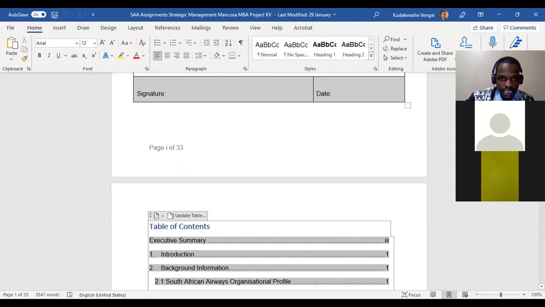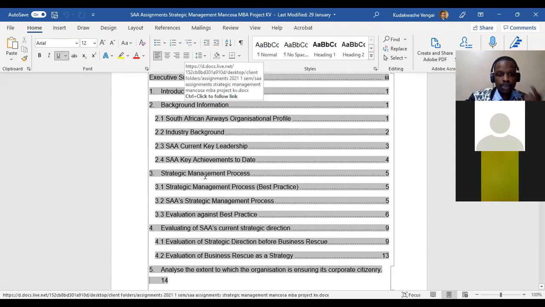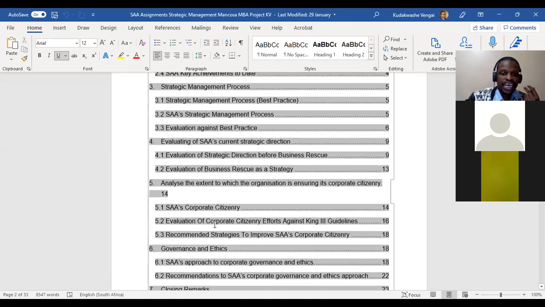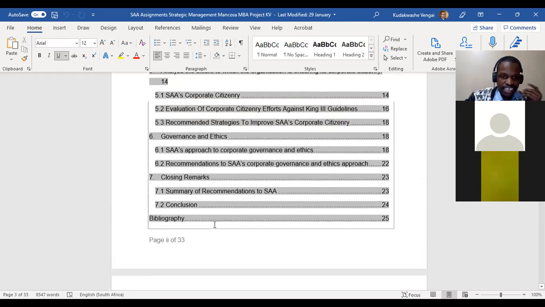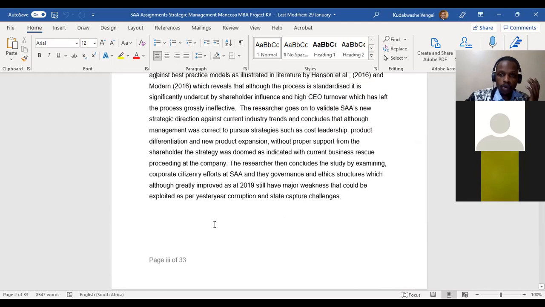Okay, so you can see it's almost similar, but there are differences, right? You can see this one starts with executive summary, just like you've been asked, and then goes to the background. And then after the background, it goes to the strategic management process, and then evaluating and so on. Your assignment takes a different direction after that one. But the first few parts are the same. So you're going to present an executive summary of what your assignment is all about.